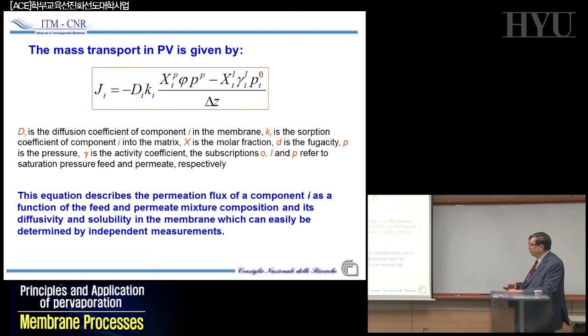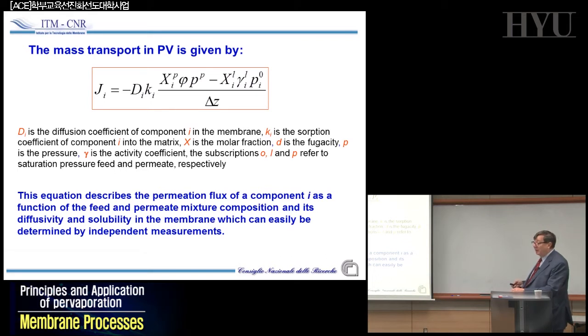In principle, you can also measure independently. So in principle, you can predict, if you have a polymer and you have been able to measure independently the K, that means the partition coefficient between one penetrant and the polymer, and the diffusivity can also be measured independently in the same polymer, you can predict if this polymer will be appropriate for a certain kind of separation that you want to perform.